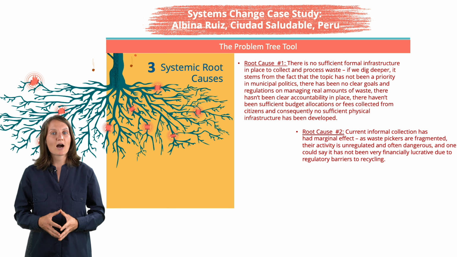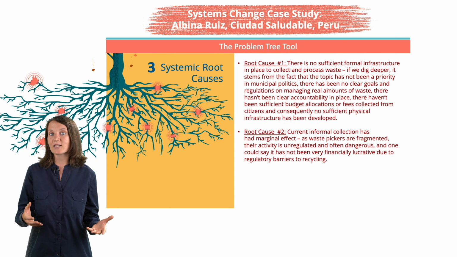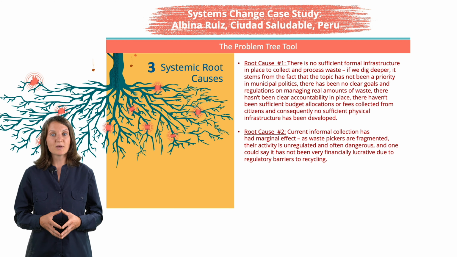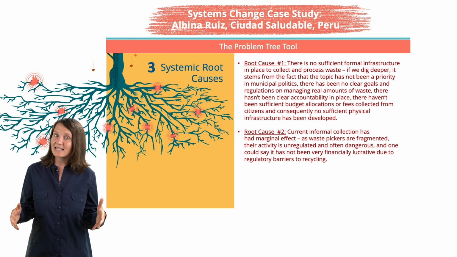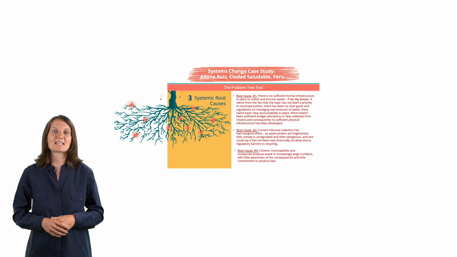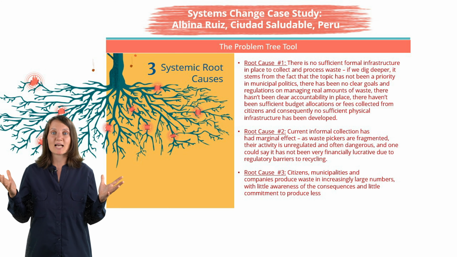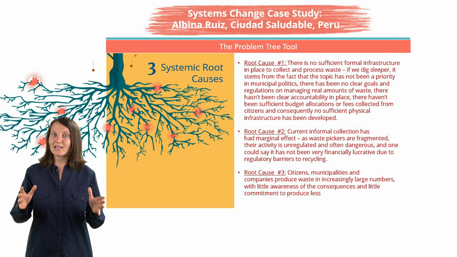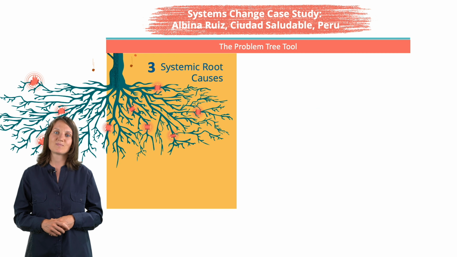Root cause 2. Current informal collection has had marginal effect. As waste pickers are fragmented, their activity is unregulated and often dangerous, and their efforts are inefficient, as they pick up waste from wherever they can find it, operating oftentimes at night, completely disconnected from the formal collection system. Root cause 3. Citizens, public entities, and private companies produce waste in increasingly large numbers and have neither motivation nor infrastructure to separate waste for further recycling, with little awareness of the consequences and little commitment to change these practices.